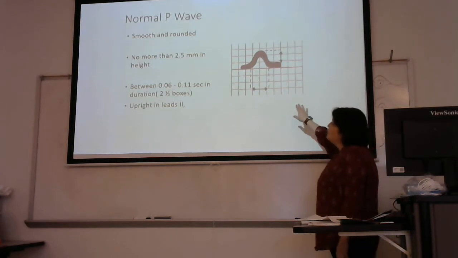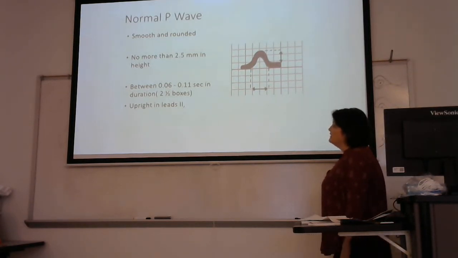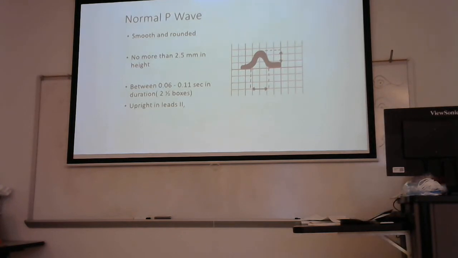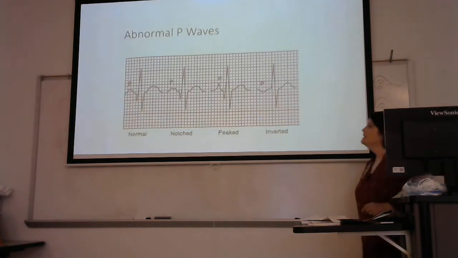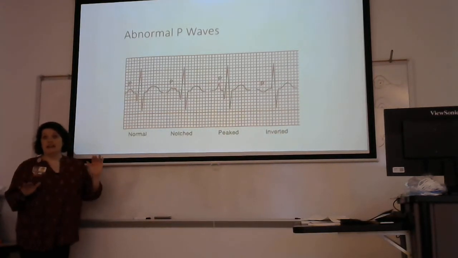It should be no more than 2.5 millimeters in height, and I tell you it should be between 0.06 and 0.11, okay? So those are your normals. Now, if I give you normal P's, I've got to show you some abnormal ones, okay? Because that's just how it is. So let's point everything out first.